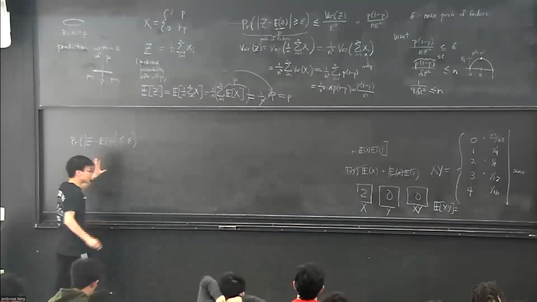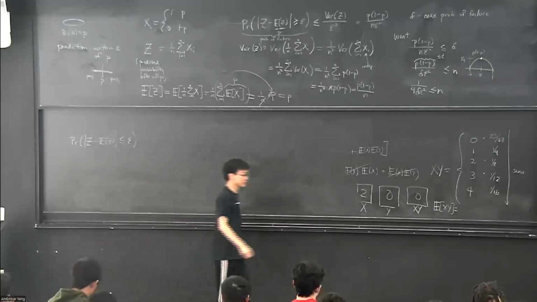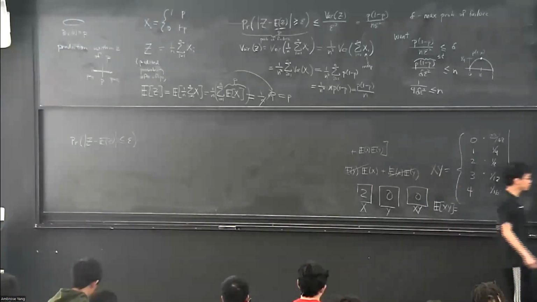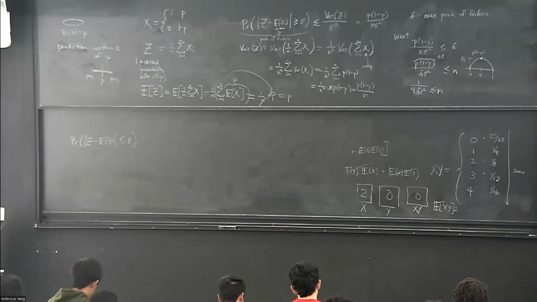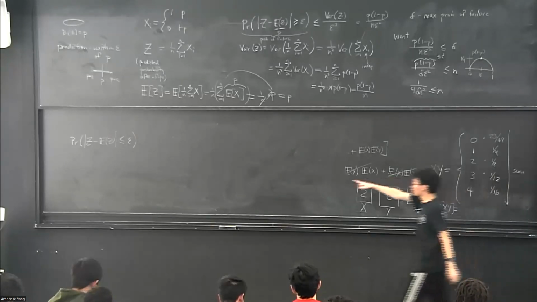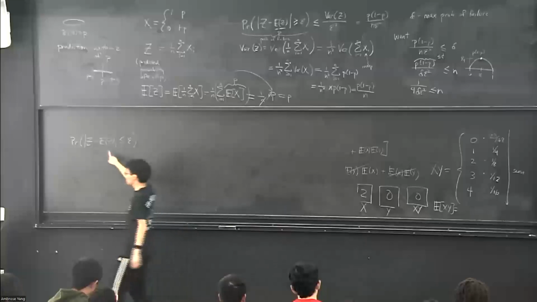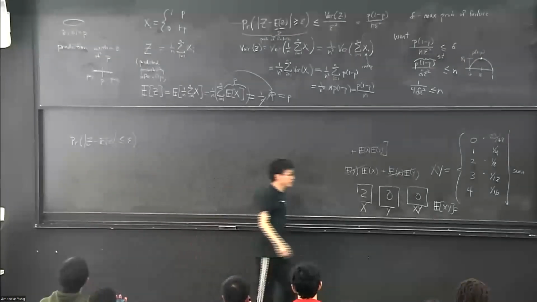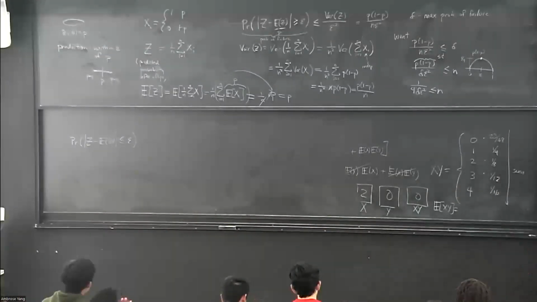Now you might think, okay, this might be kind of problematic, because over there I have an absolute value. But here, in Hoeffding's inequality, I don't have absolute values. You might think this might be a problem.